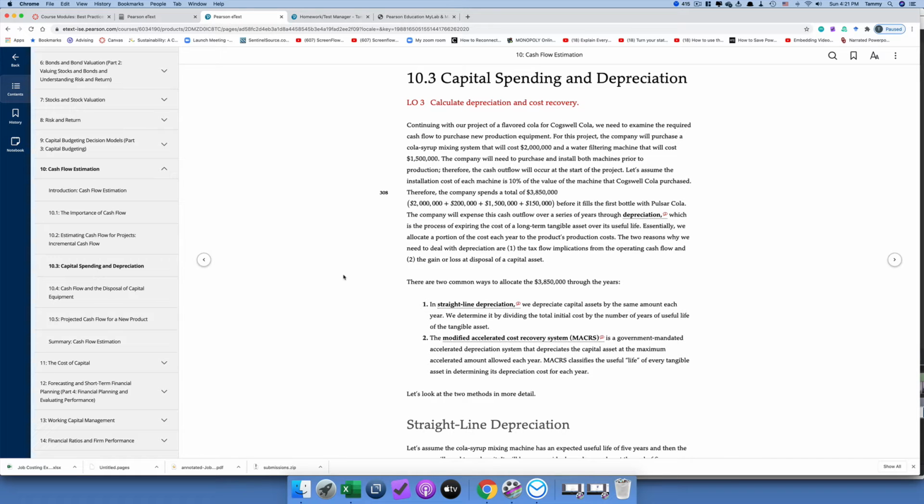Okay, so the next issue that we need to look at while considering incremental cash flow for capital budgeting projects is the question of depreciation. So, as I'm sure you remember, depreciation is not a cash expense. And so, if we want to understand what a cash flow is from a project, the simplest way to do that is if we have an estimate of the net income from a project, then we add back depreciation.